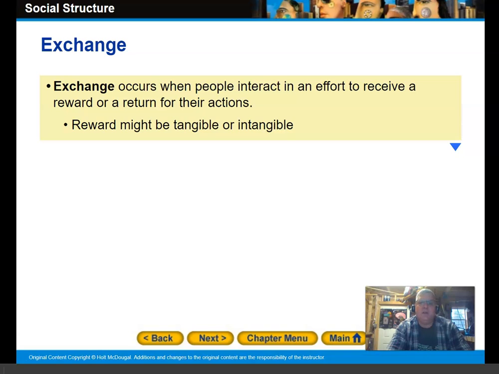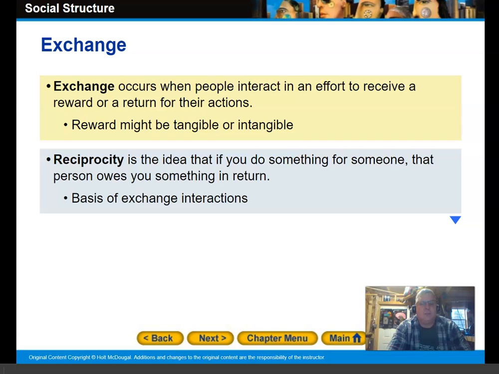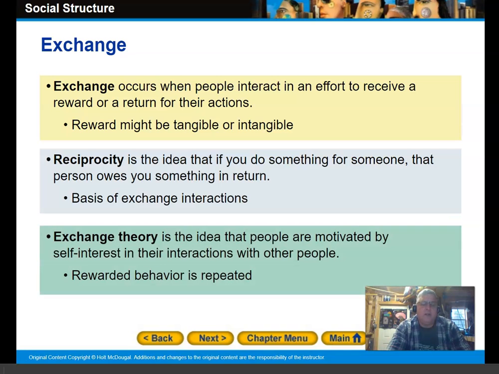Exchange occurs when people interact in an effort to receive a reward or return for their actions. Reward might be tangible or intangible. Reciprocity is the idea that if you do something for someone, that person owes you something in return. It's the basis of exchange interactions. Exchange theory is the idea that people are motivated by self-interest in their interactions with other people. The rewarded behavior is repeated.